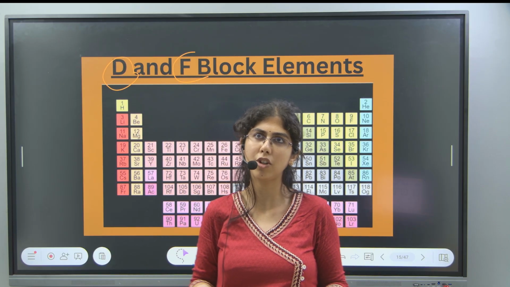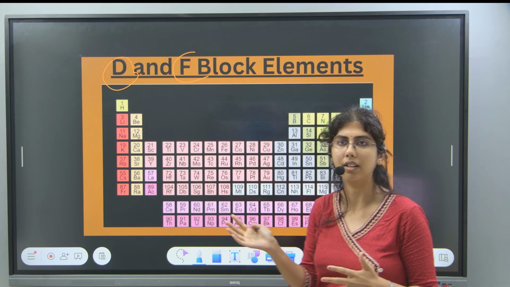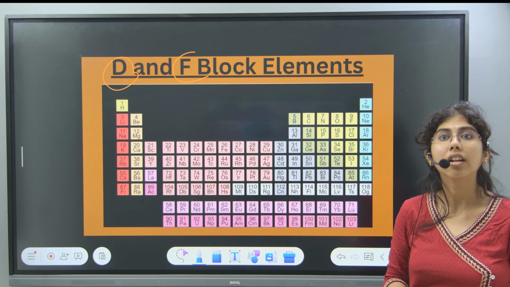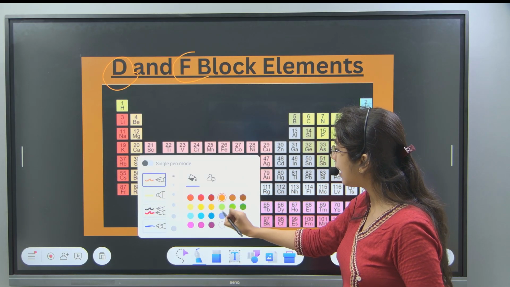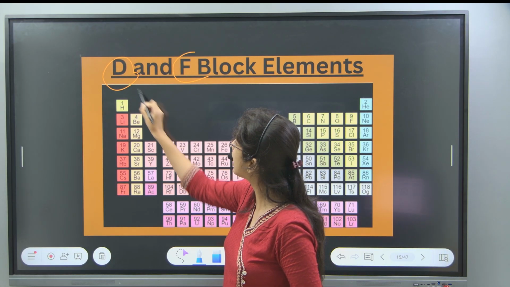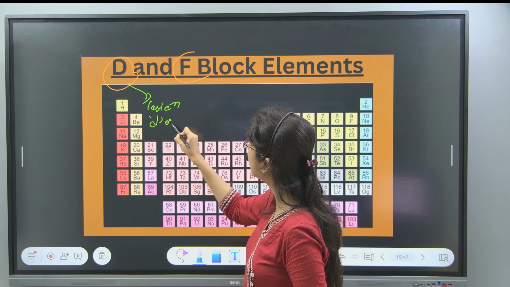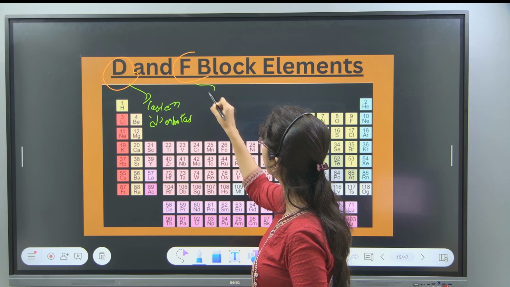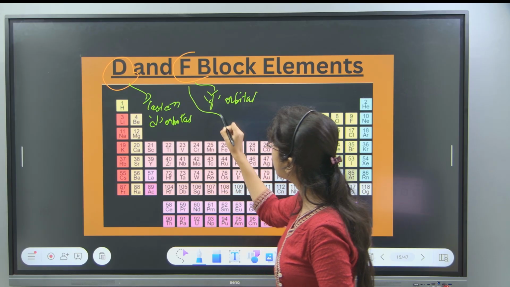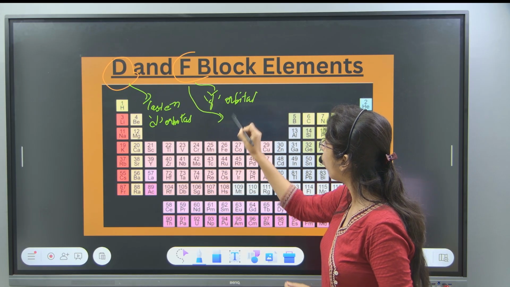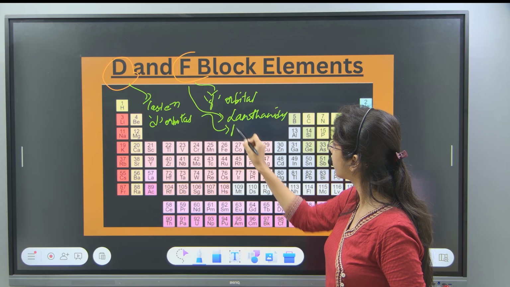This is something that everybody should know, not only those students where this chapter has been started. Valence, last electron enters the d orbital. Yes, very good. So D and F block elements means in these elements the last electron is entering the D orbital, and here the last electrons are entering the F orbital. Very good. Now in F block elements we have two series. One is lanthanides and another is actinoids.